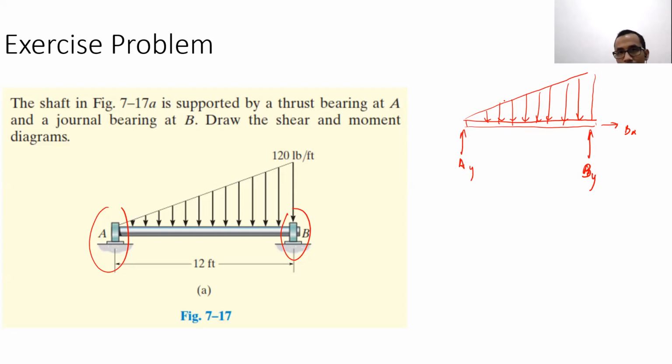Sir, may I just ask before we continue? Why is there only AY at point A? Because there are two types of bearing there. One of them is a thrust bearing, and the other one is a journal bearing.